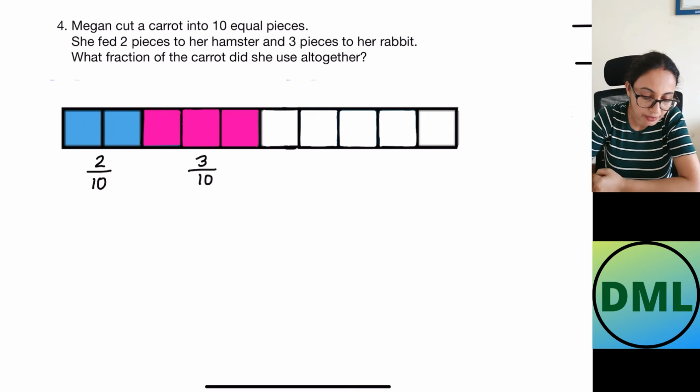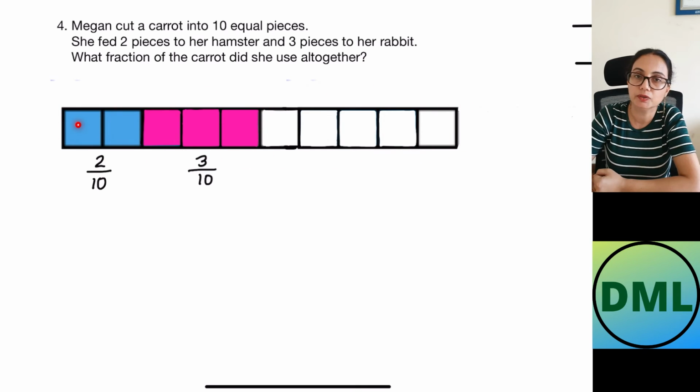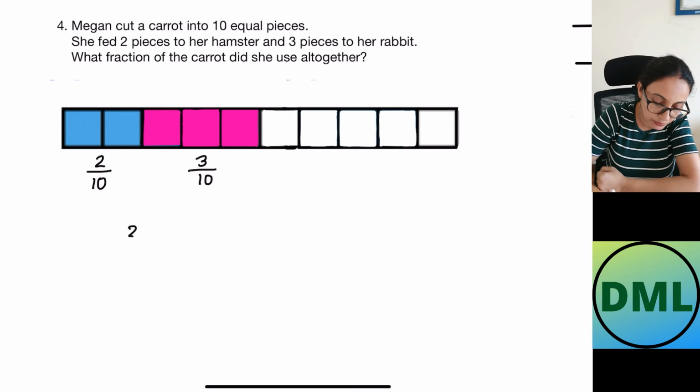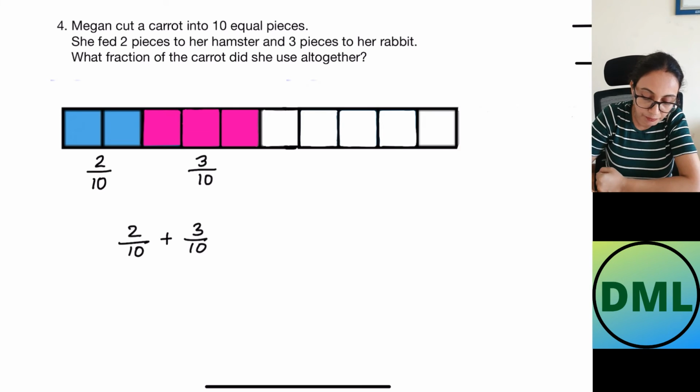Now what do I have to find out? What fraction of the carrot did she use all together? So how many parts did she use all together? That I need to find out. So what do I have to do? I have to do addition, right? So let's add it. I need to add 2 by 10 plus 3 by 10. What do I have to be careful with? My denominator. My denominator should be the same. Is my denominator the same? Yes, right? My denominator is the same and that is 10. So let's write it. How many times? 1 time, right? So let's write it 1 time.